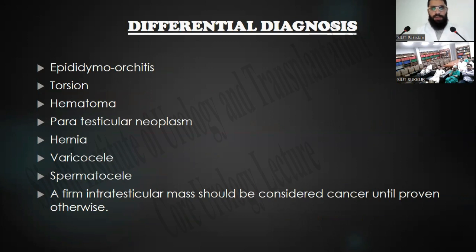Differential diagnosis includes epididymoorchitis, testicular torsion, hematoma, paratesticular neoplasms, hernia, varicocele, spermatocele. A firm intratesticular mass should be considered cancer until proven otherwise. Hydrocele can be a presenting sign of the testicular cancer as well.